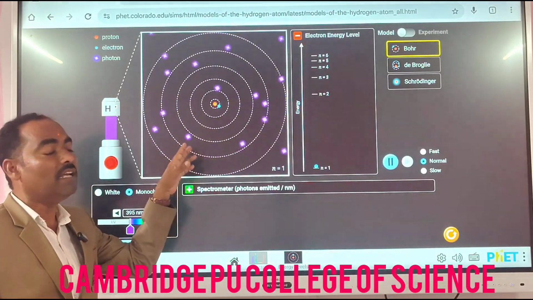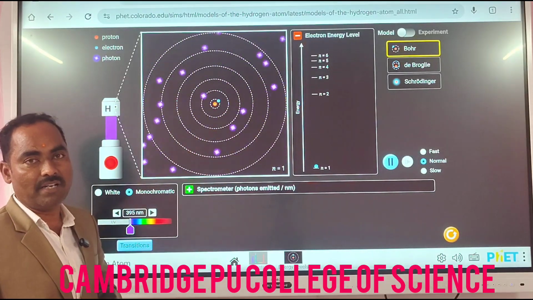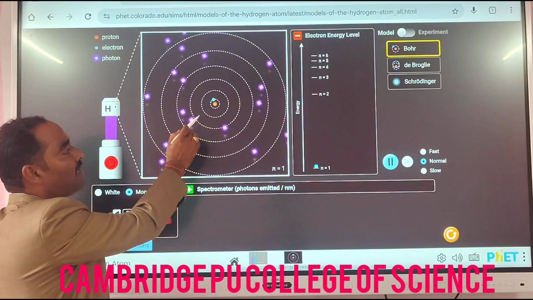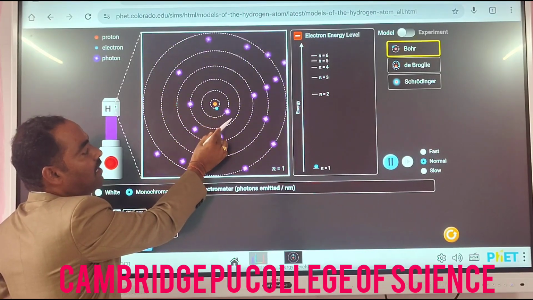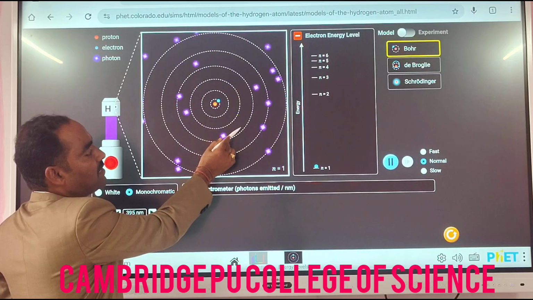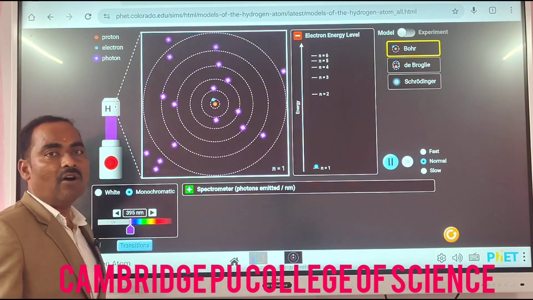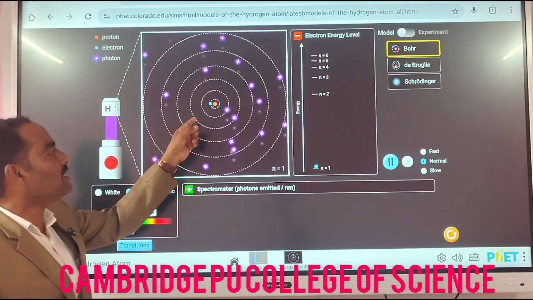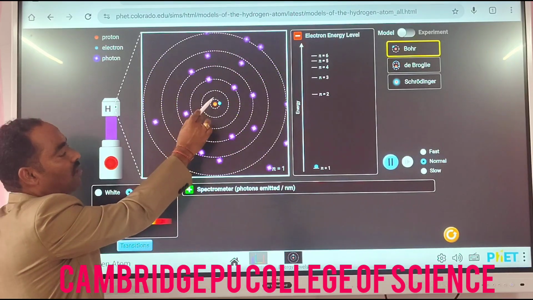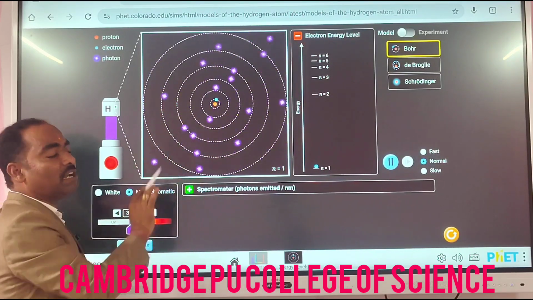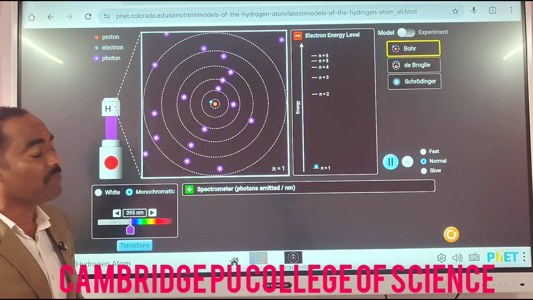in a definite path that we call a shell or orbit. There are different shells: this one is called the K shell, this is the L shell, this is the M shell, this is the N shell, this is the P shell. The various shells are represented as 1, 2, 3, 4, 5 respectively. Electrons revolve in their own path, which we call an orbit or shell.